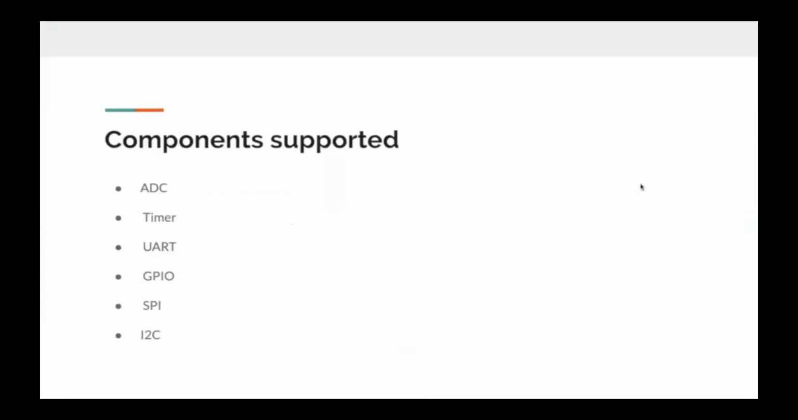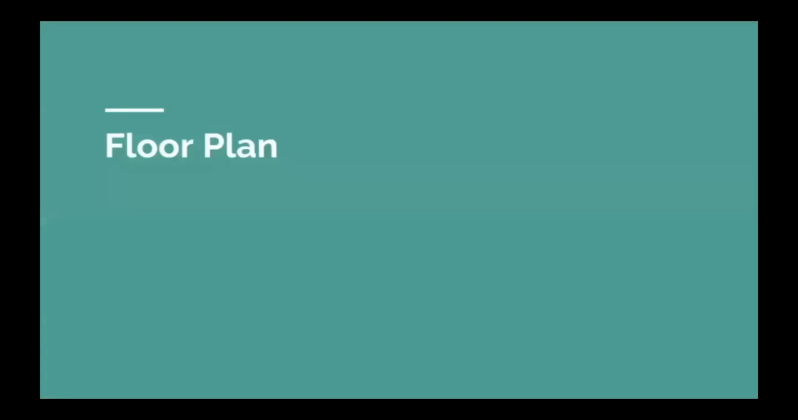For the following components, ADC, timer, UART, GPIO, SPI, and I2C, we define the needed registers for our generator to generate wrappers for. So basically, these are the components that are not compatible with the bus protocols that we're supporting. However, we can add to this list as many components as we want, as long as we define in their JSON objects the needed registers. Now, Laila will walk us through the floor plan.